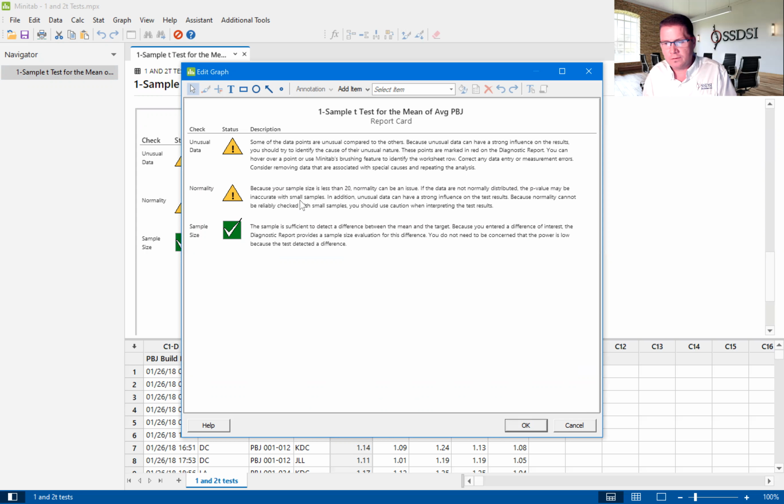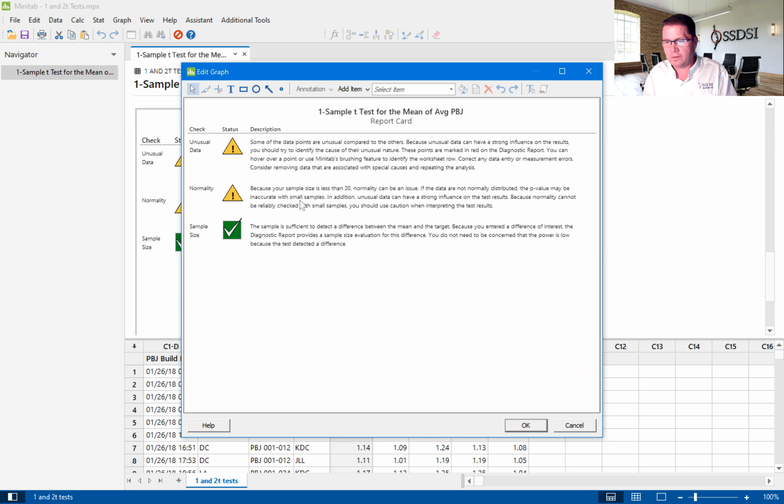The last graph, really, it's not a graph, but the last dialog box, I guess you would call it, is Minitab's report card. In the case of a 1T test, Minitab's report card is very informative. It actually tells us some things about our data, whether or not we can trust our data, or do we have the right amount of data, etc.